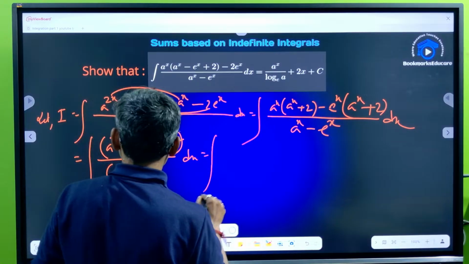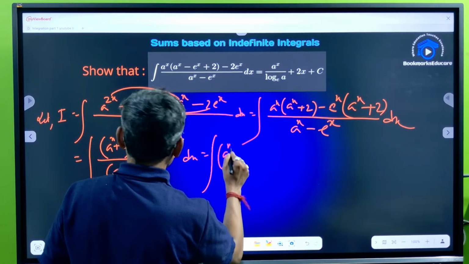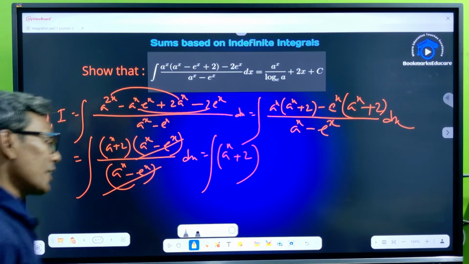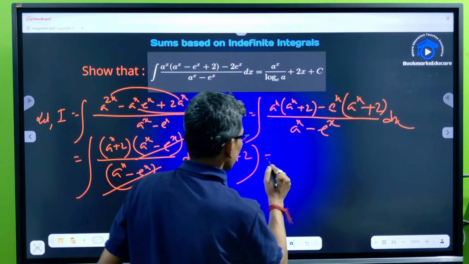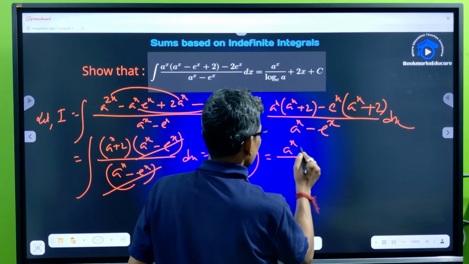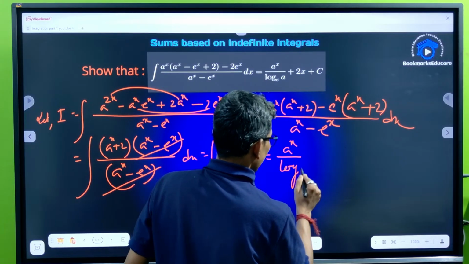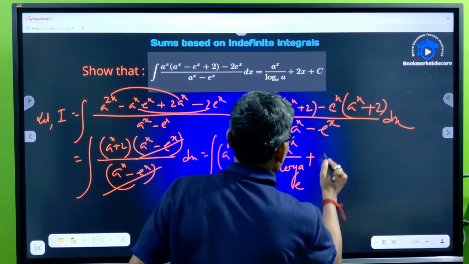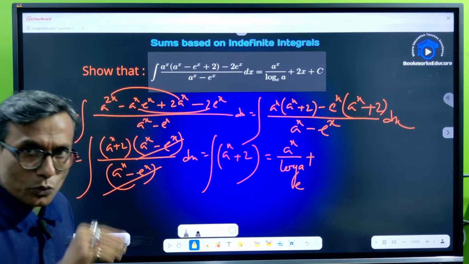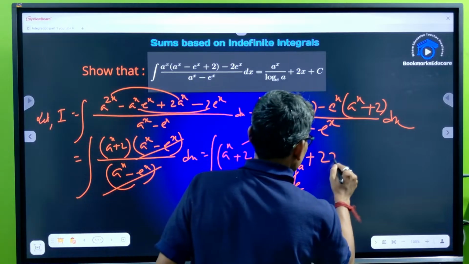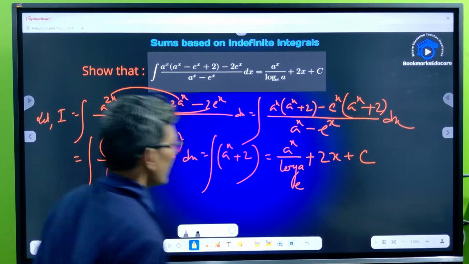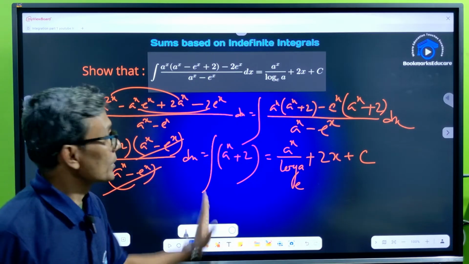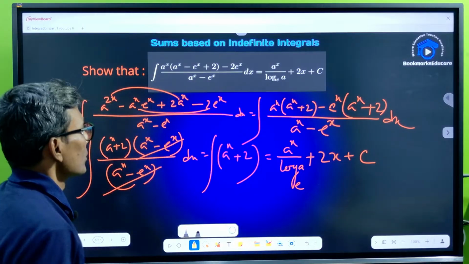So now a to the power x plus 2. So integration of a to the power x is equal to a to the power x into log a to the base e, plus integral of 2 dx means 2x plus c. Okay, this is the required answer of this integration.